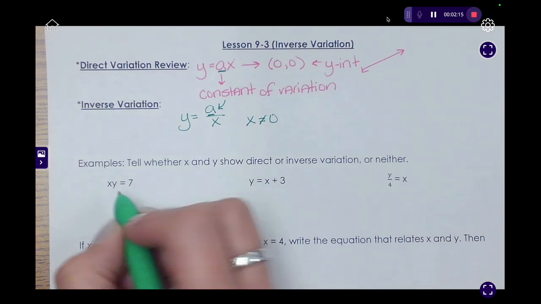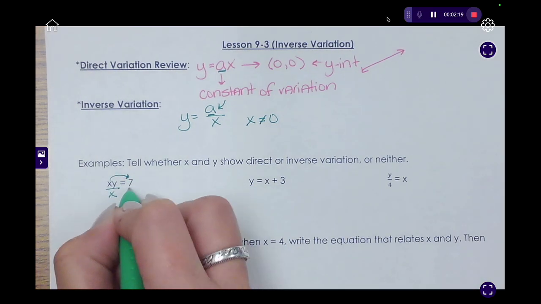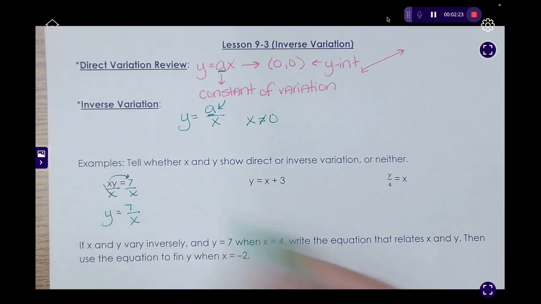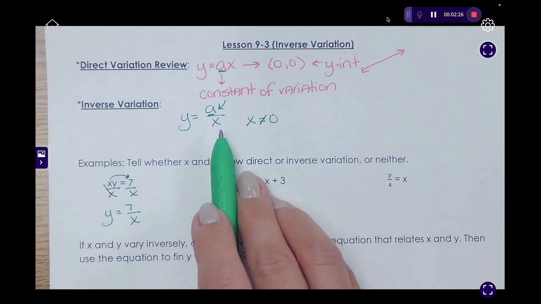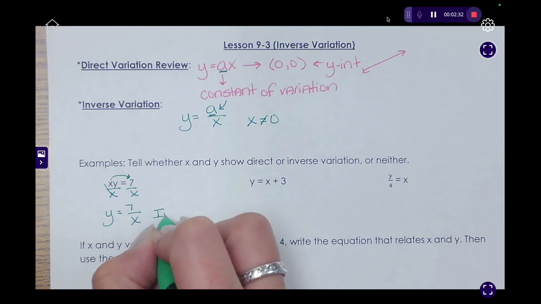So looking at this, if I want to get y by itself, I have to move that x over there. So I am going to divide by x. So I get y equals 7 over x. Looking at this one, this matches my inverse variation because I am dividing my a value by x. So this would be an example of inverse variation.